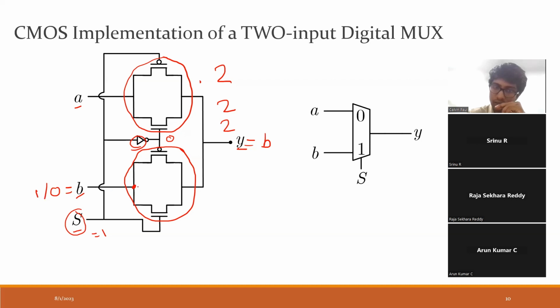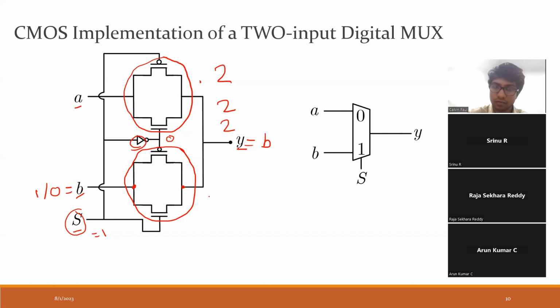The input B is connected to this transmission gate. We'll work with the assumption that S is 1. So S is 1, this transmission gate is turned on. It is like a closed switch. That means the input will appear at the output. Whatever the input, it could be 1 or it could be 0, that same input will appear over here.